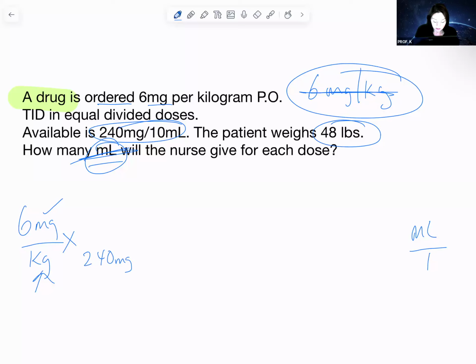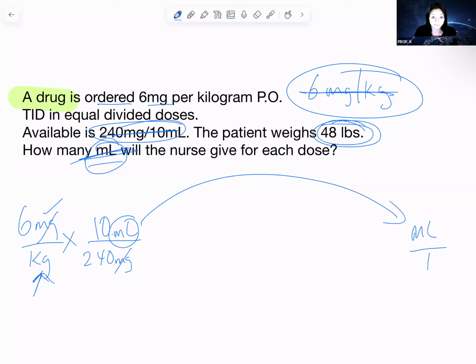240 milligrams in 10 mLs. I cross off my milligrams and I got my first part, but I still got to get rid of the kilograms. But the patient's weight is in pounds. That's where your conversions come in. So I have to get rid of kilograms and it's in pounds. So I need to know what? What's my conversion?